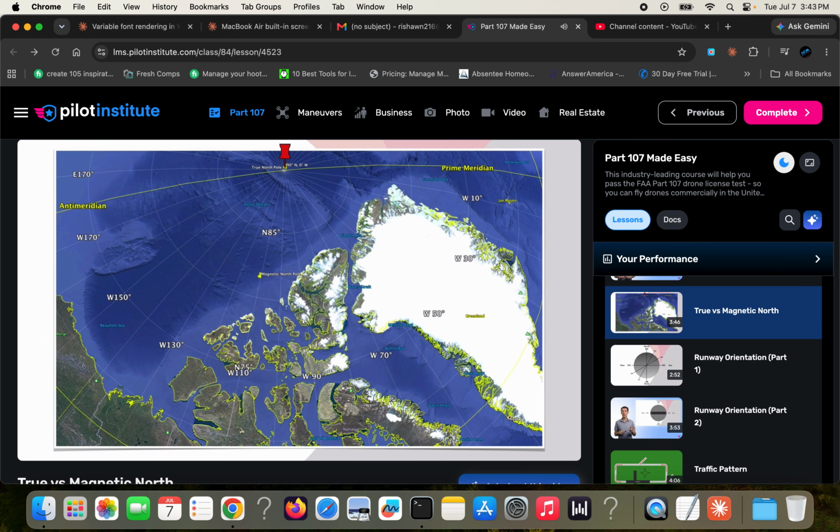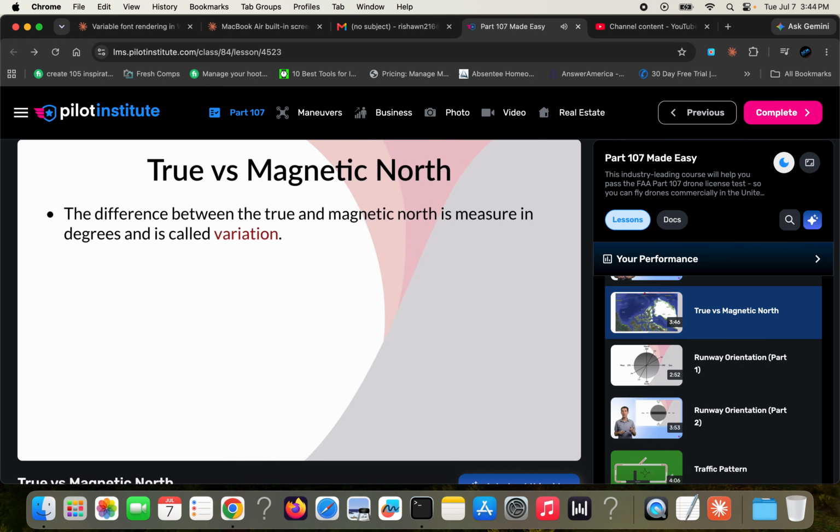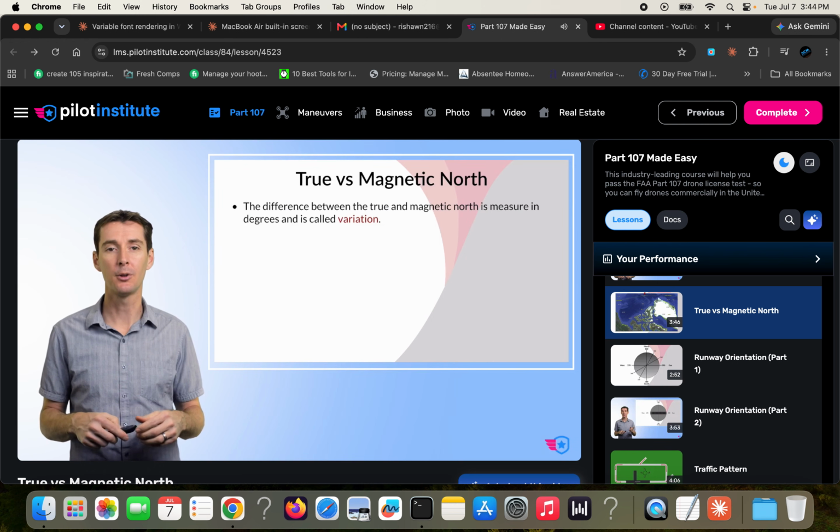This is the North Pole at the top of the globe, where all the different lines intersect. And then here is, last time I checked, the location of the magnetic north, which is somewhere in the middle of the ocean. The difference between the true and the magnetic north is measured in degrees, and those degrees are referred to as variation.